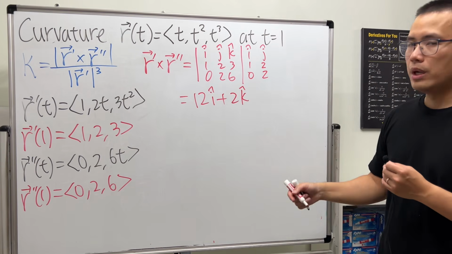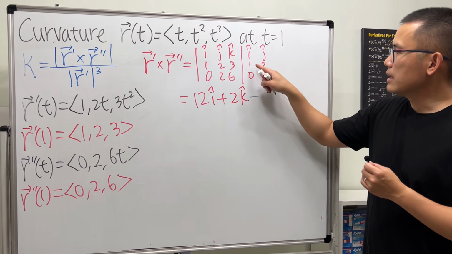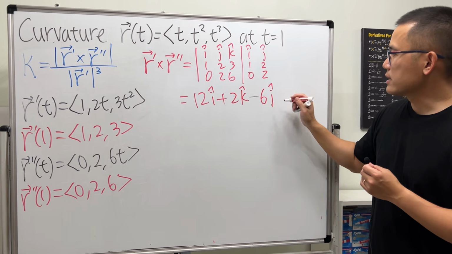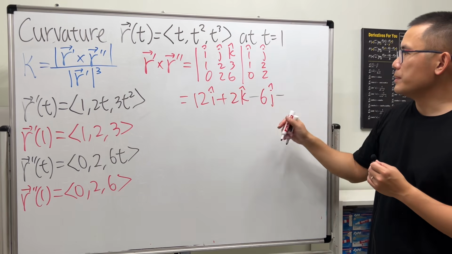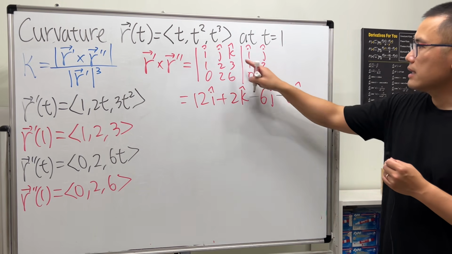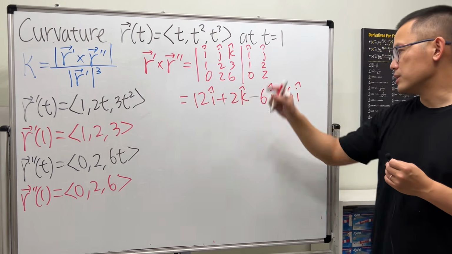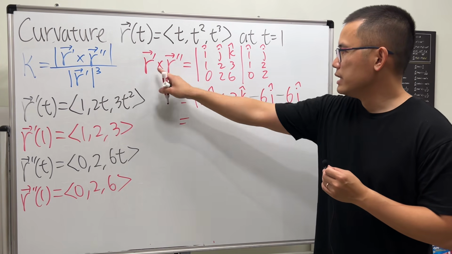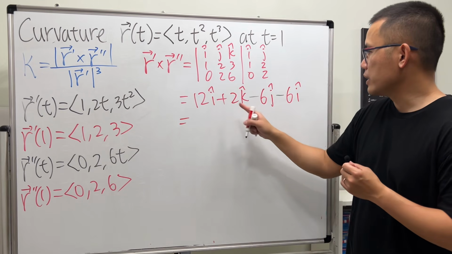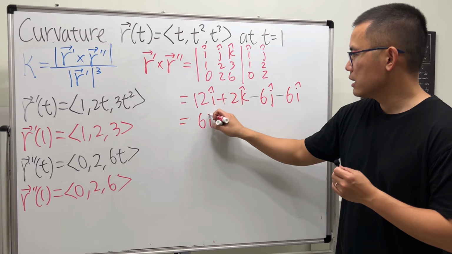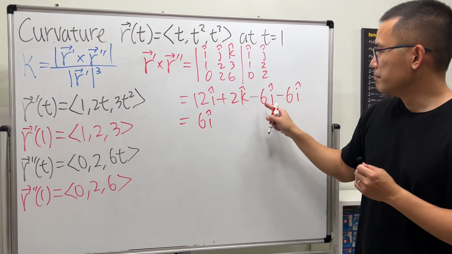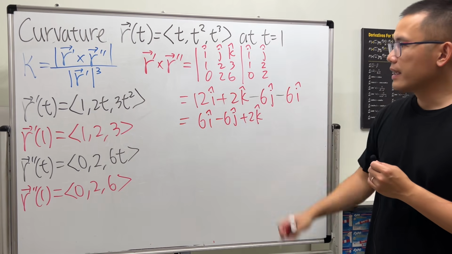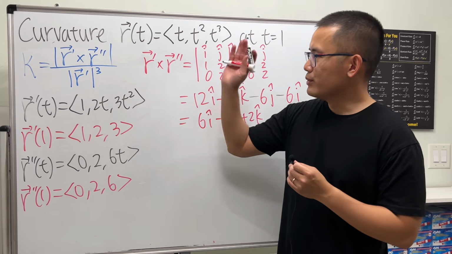Now we go the other way, but it will be a subtract. So this times this will be 6j, and then subtract again. This times this, that will be 6i. And lastly, this times this, that will be 0. We can combine this and that together. So when you do the cross product, we get positive 6i, minus 6j, and then we add 2k.